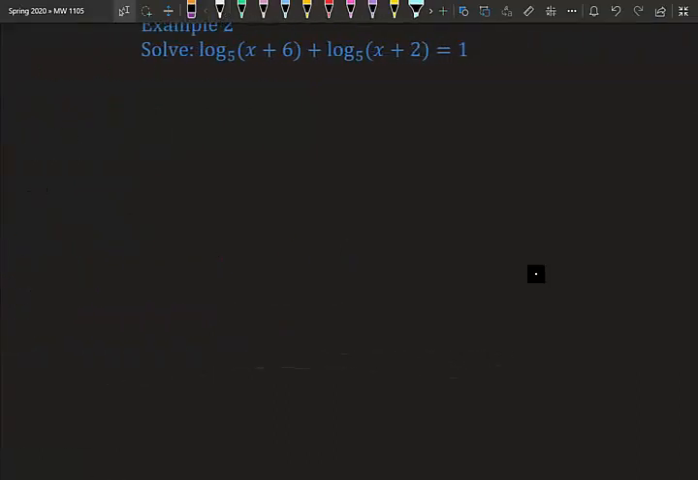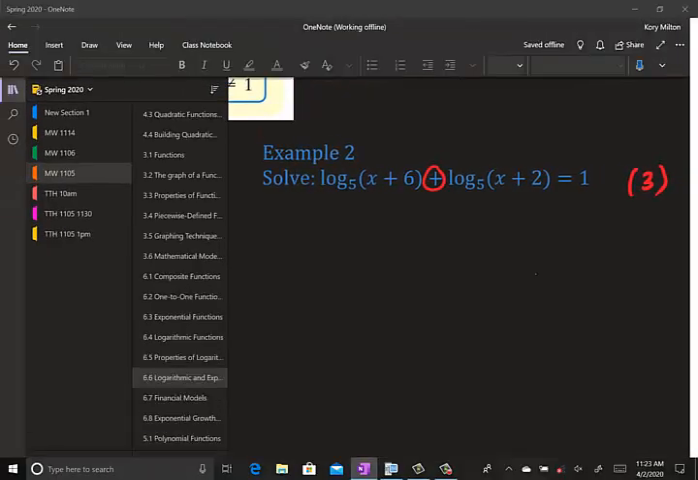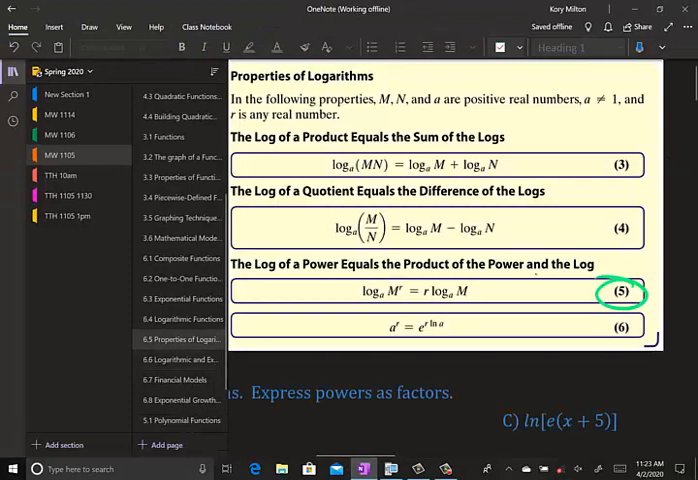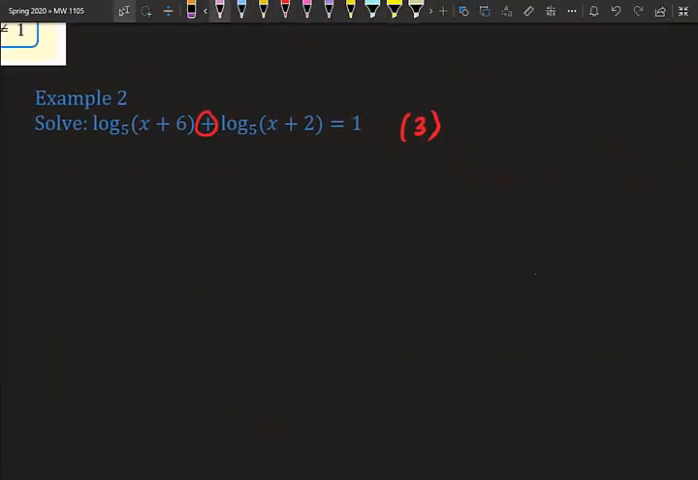Alright, example 2. You want to treat each side individually. So let's look at the left side, look at the right side, try to simplify, try to combine. It's just like combining like terms, except we have a little bit of different rules. We see how that's log 5, log 5. That means they're the same, so we can combine them because they're adding. Remember, if they're adding, that's property 3. So I'll go back and show you. This is the last time I'll go back and show you. So property 3, right here: if they're adding, they're actually multiplying. So we can put them together using multiplication.